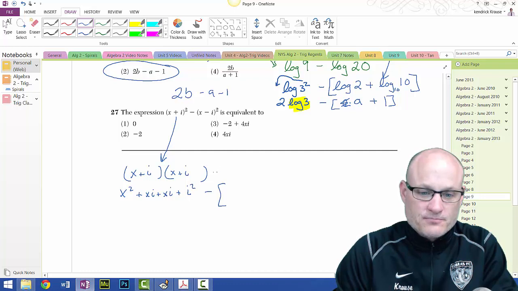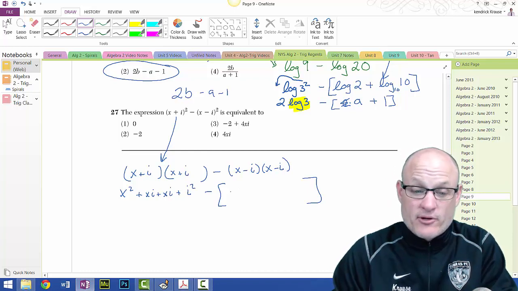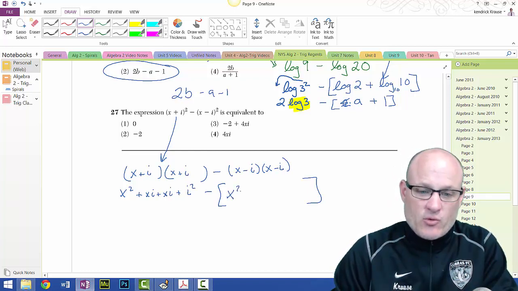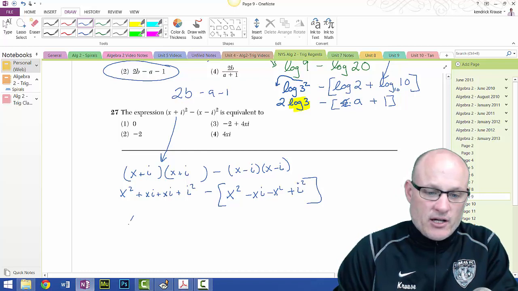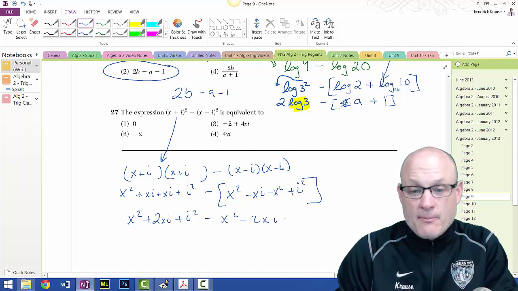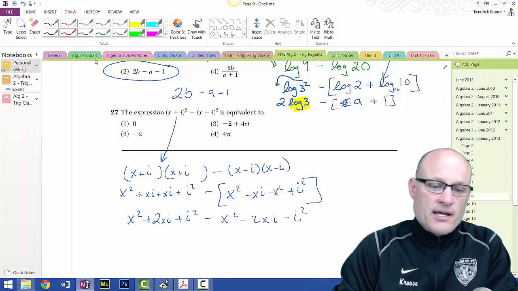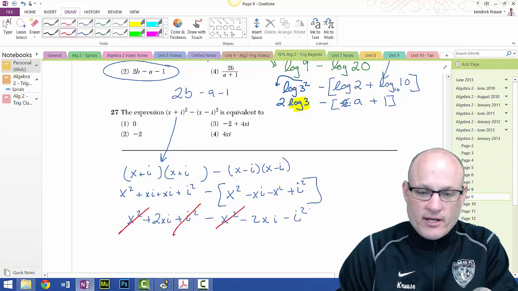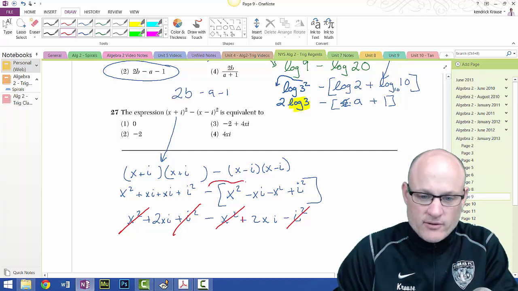Ooh, got this mess. x minus i times x minus i. Now notice that minus causes all kinds of problems if you don't remember to distribute. So when I double distribute this, I get x squared minus xi minus xi plus i squared. So if I clean all this up, I get x squared plus 2xi plus i squared minus x squared minus 2xi minus i squared. And this cancels with this. This cancels with this. Oh, and this should have been a plus, because a minus times a minus is plus. So I end up with 4xi, kids, and there's my answer.